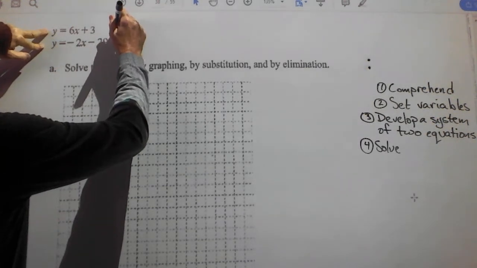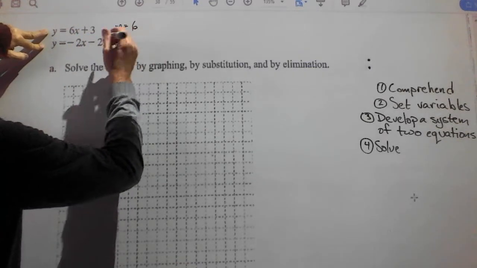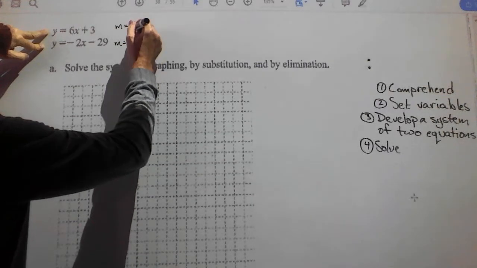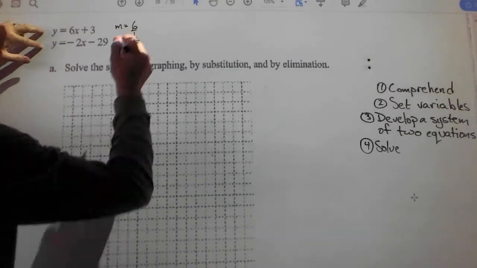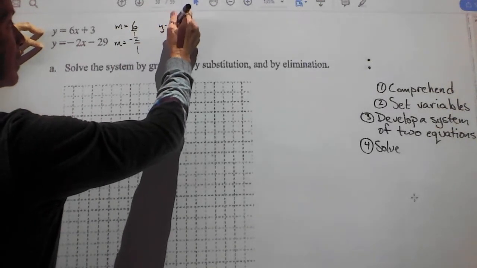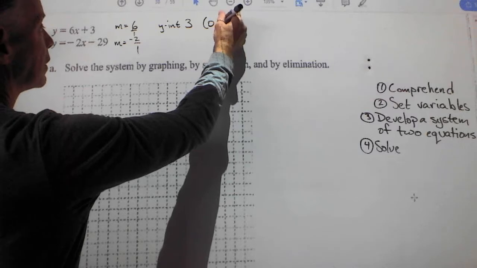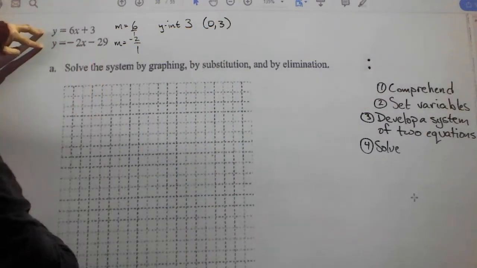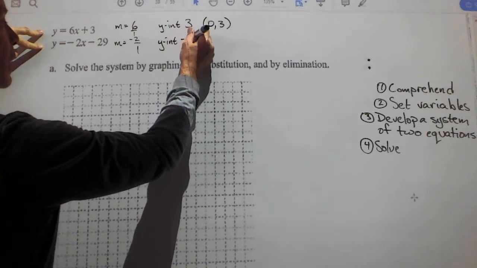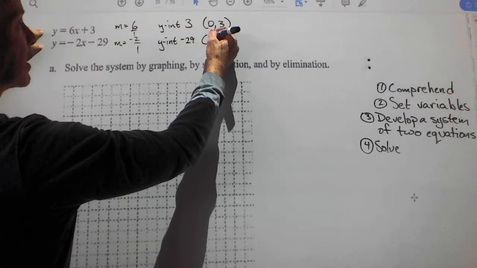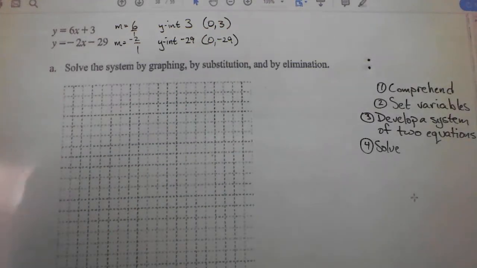So you simply need to know what is the slope. In this case, for the first one, it's 6. For the second one, it's -2. Remember, we can write those as fractions because they give us direction. Okay? And the y-intercept for the first one is 3. That means it crosses the y-axis at 0 and 3. For the second one, the y-intercept is -29. And again, that means it crosses the y-axis at -29.